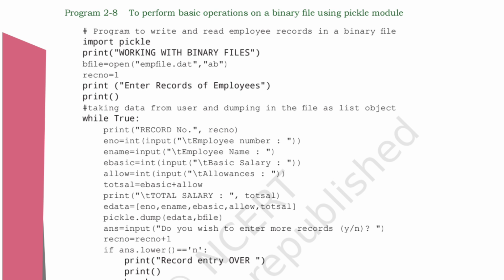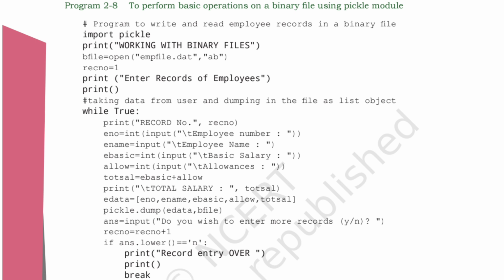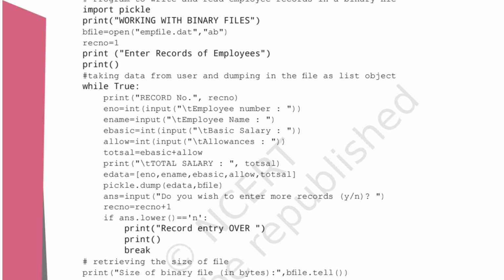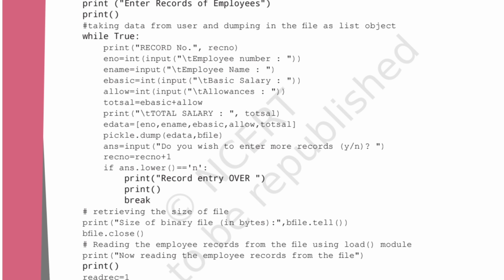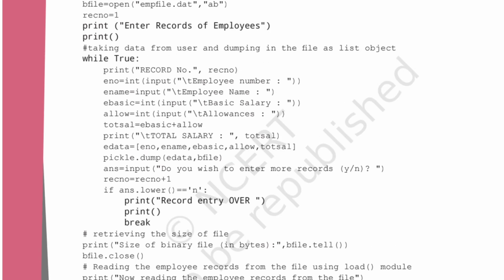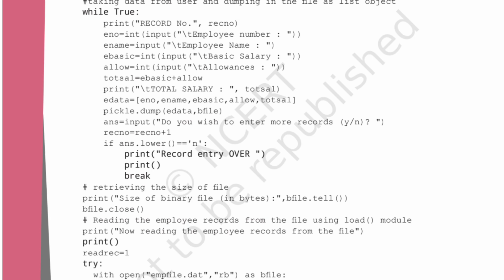Then ans, we take input: do you wish to enter more records, yes or no? Then record number is record number plus 1. If ans.lower is equal to no, then print record entry over and break. Retrieving the size of the file: this is taking the data from the user and dumping it into the file as a list object. For retrieving, we print bfile.tell, that is the current position of the file. Then we close that file.